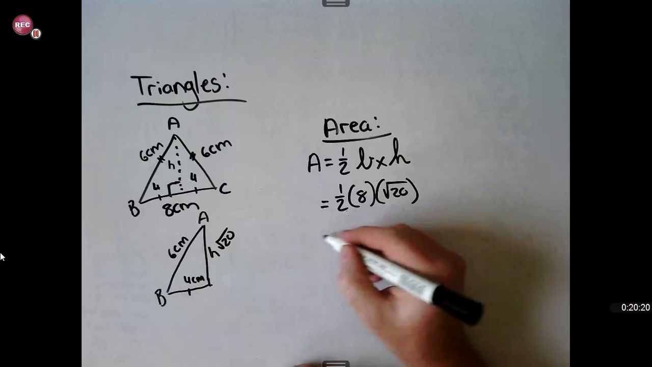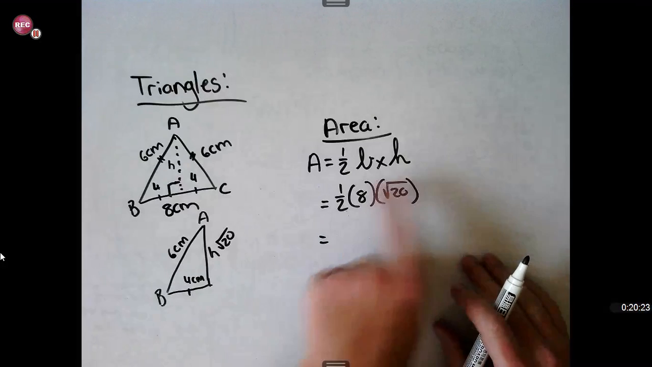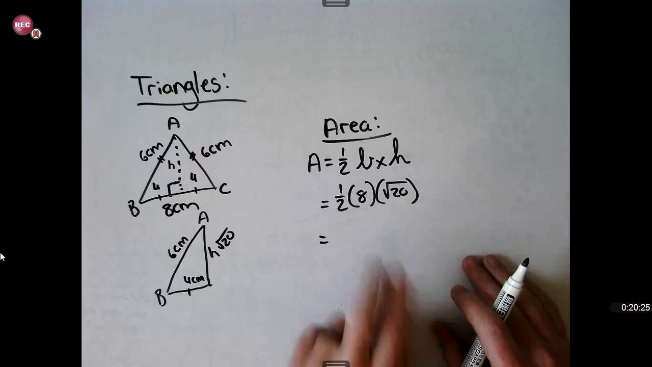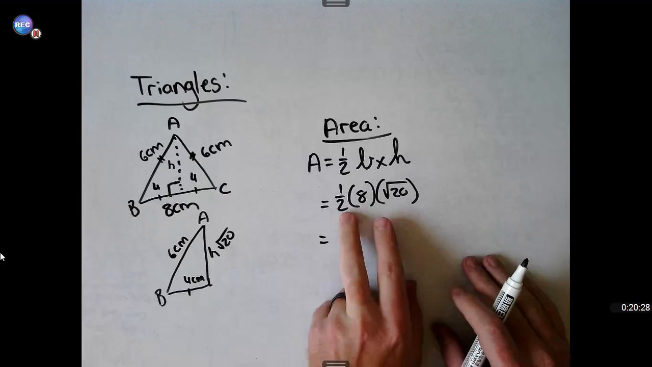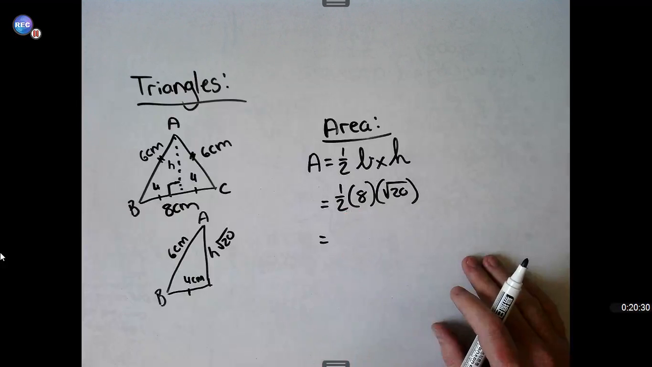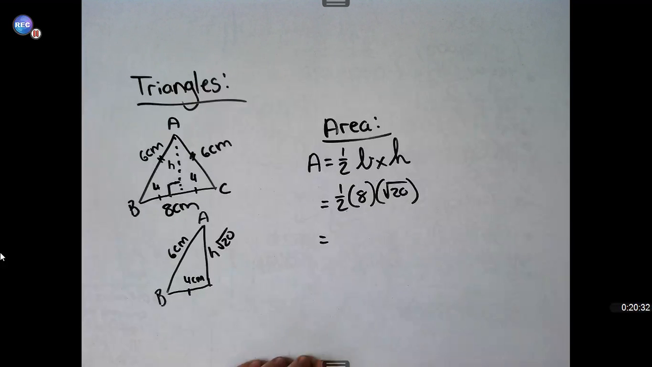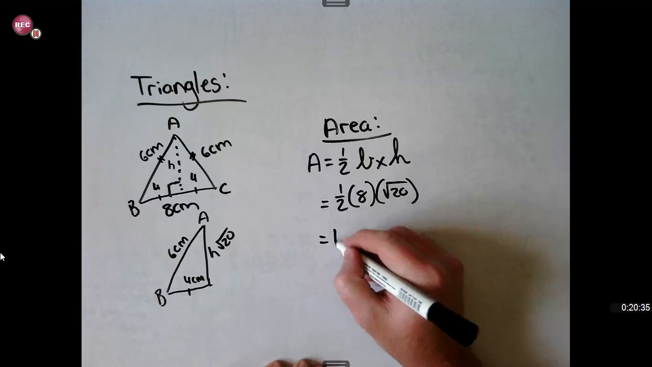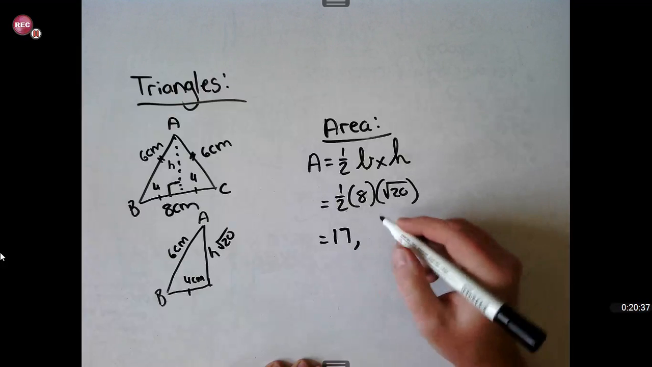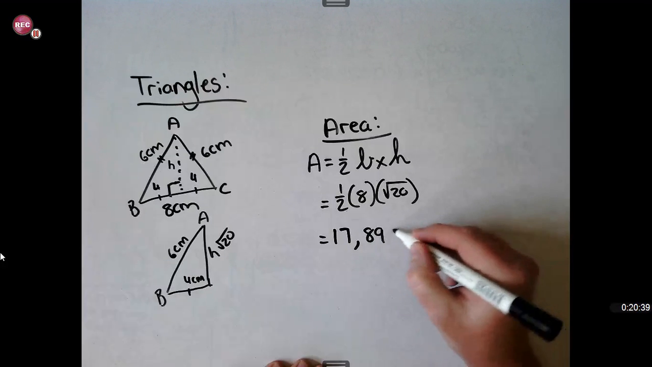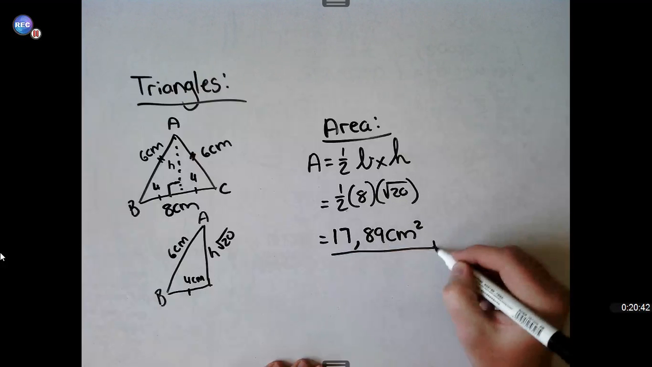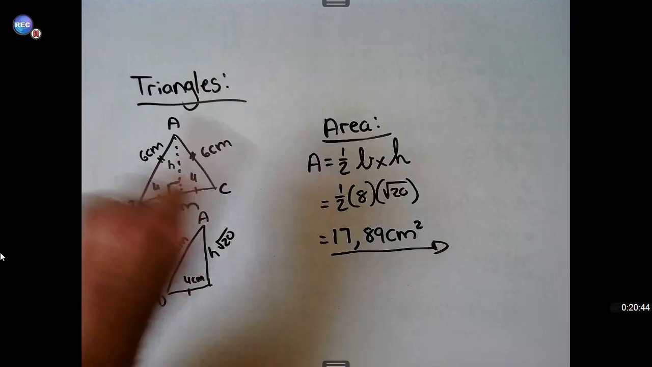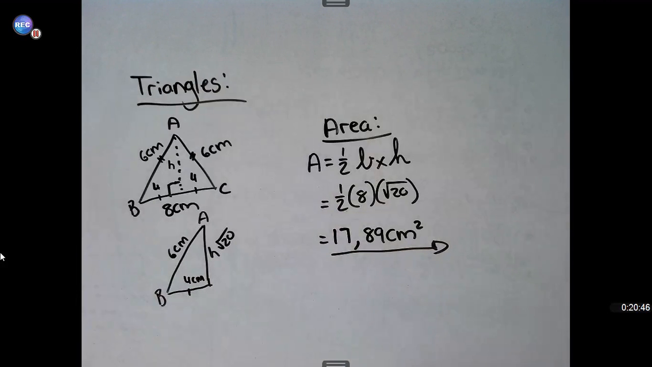Okay? So, if we multiply all of this together, so obviously you multiply these two together, and the half multiplied with the answer would cut the answer in half. So, your final answer rounded off to 2 decimal places should be 17,89 centimeters squared. And that is your final answer for your area of your triangle. Okay? That is it for the area and perimeter of triangles.